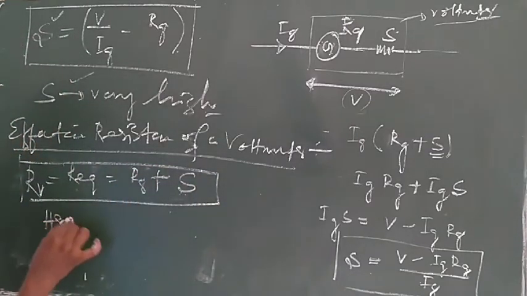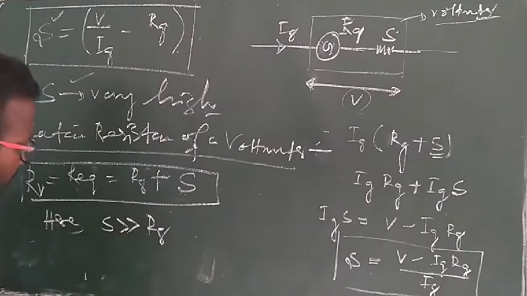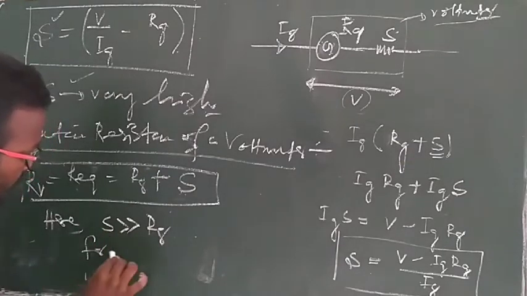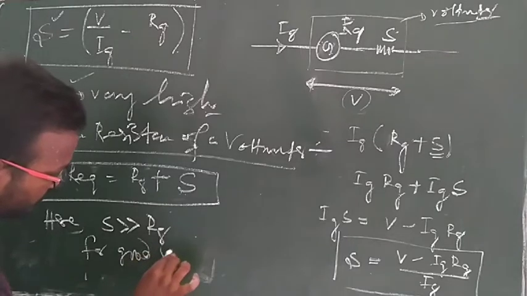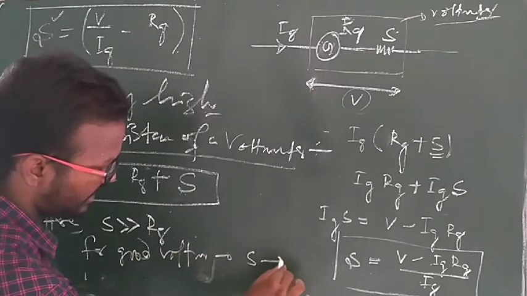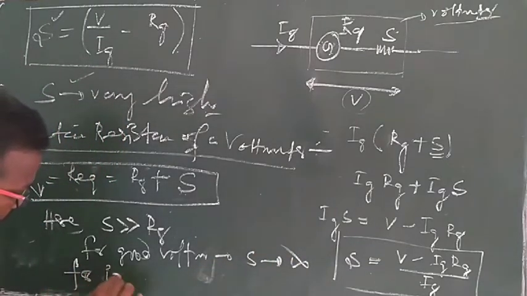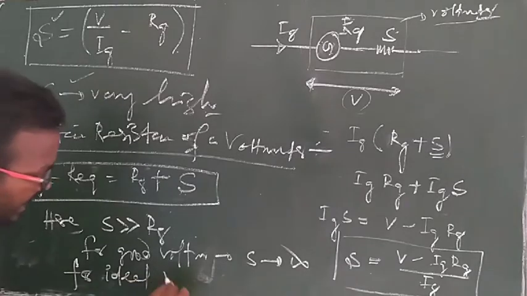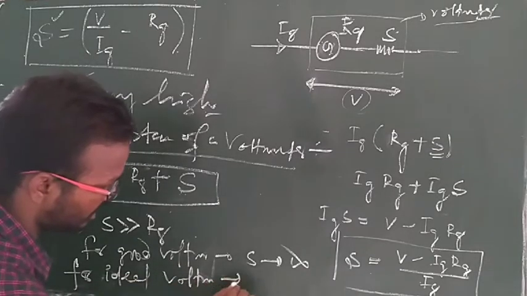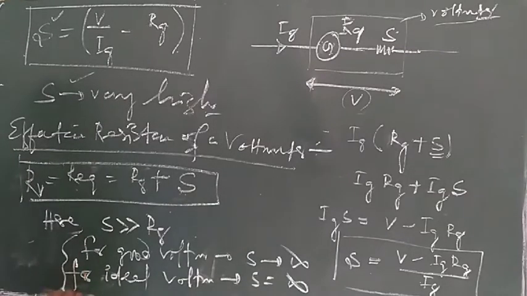Here S is very large as compared to Rg. Clear? So for a good voltmeter, the value of S tends to infinite. For an ideal voltmeter, the value of S is equal to infinite. You have to remember this relation.